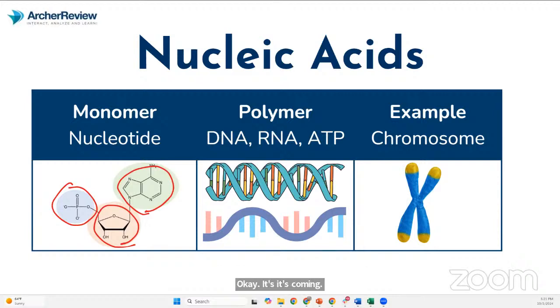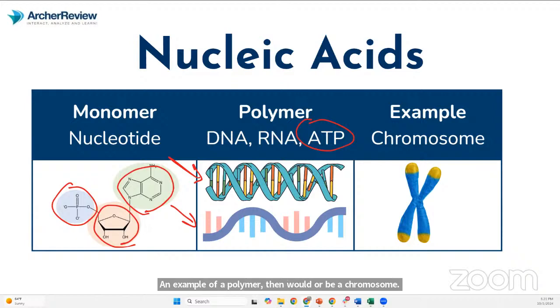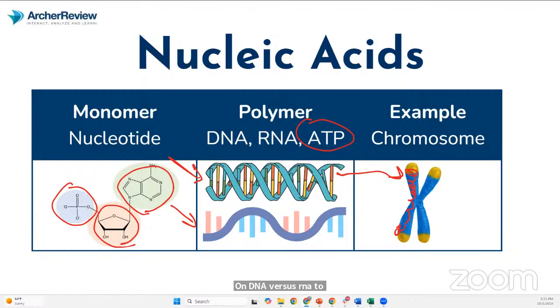Examples of the polymer of a nucleotide are DNA, which is pictured, RNA, which is single-stranded, and then ATP, but ATP is not illustrated here. An example of a polymer then would be a chromosome. This is where our DNA coils up tightly into that chromosome. And we will shine our spotlight next on DNA versus RNA, 2 nucleotides that are very important in many, many different cellular processes.